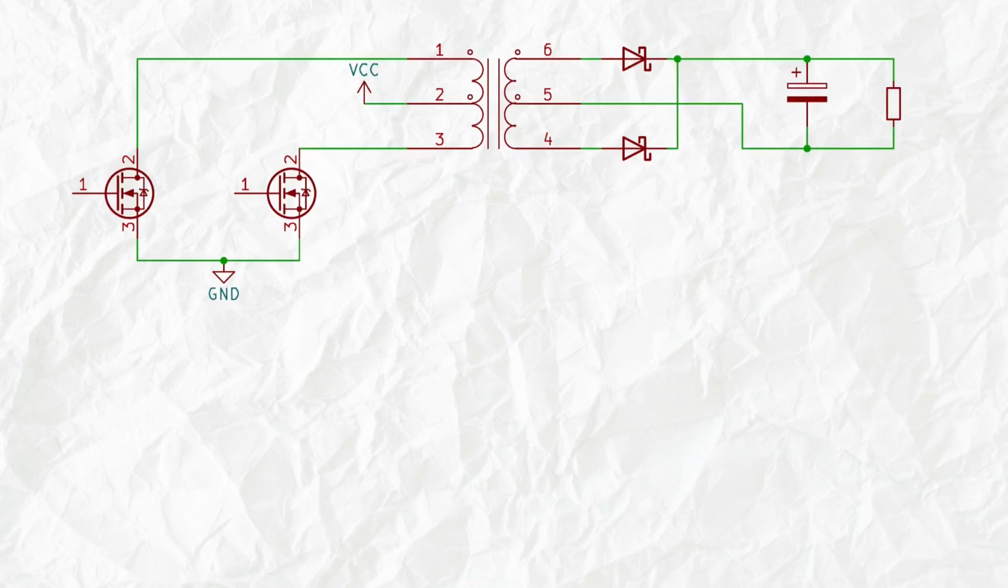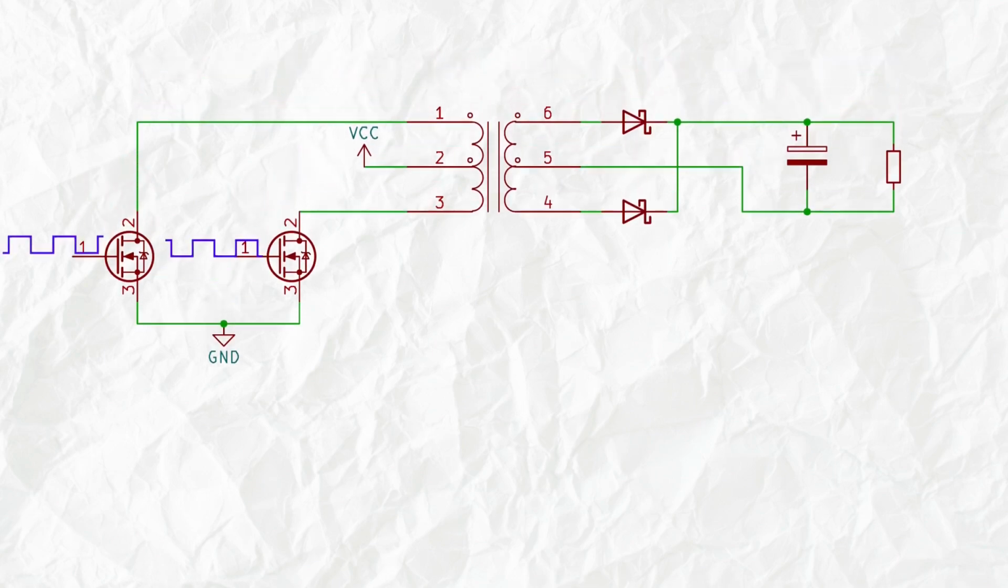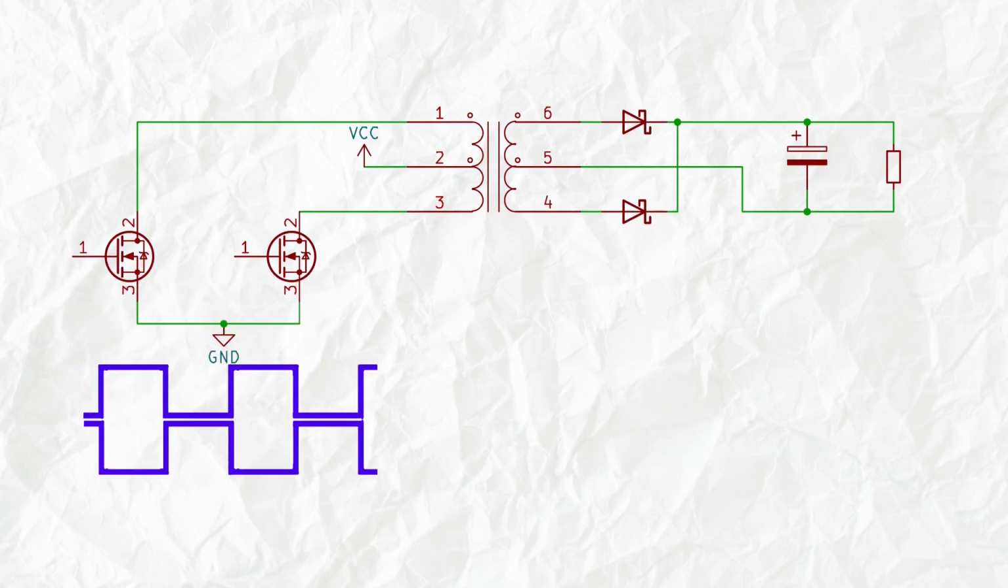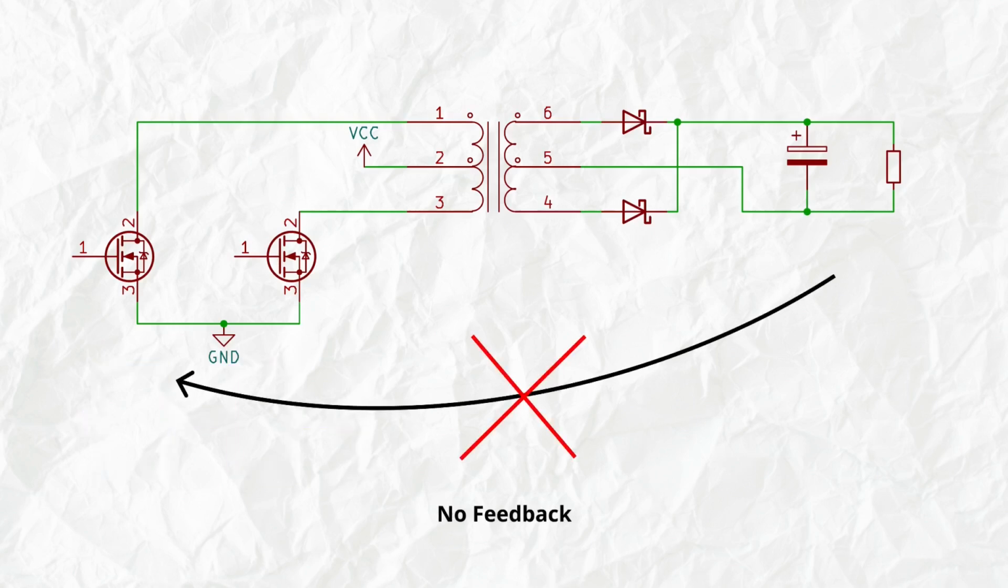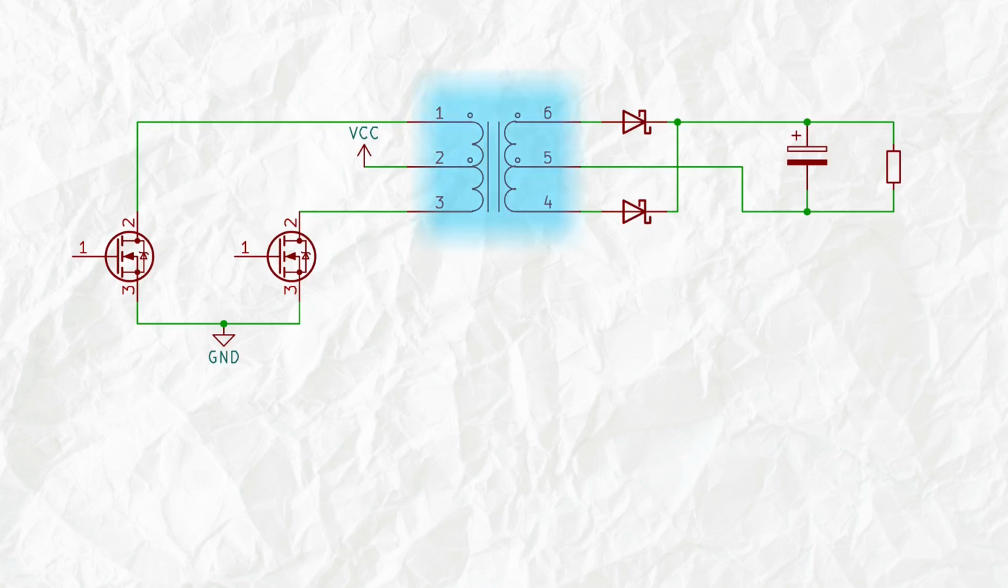In this case, the signals driving the MOSFETs are as close as possible to 100% duty cycle. And what I mean by that is 50% for each one, but they're out of phase by 180 degrees, which means that the output voltage isn't actively controlled in any way. The only thing that determines it is the winding ratio of the transformer.